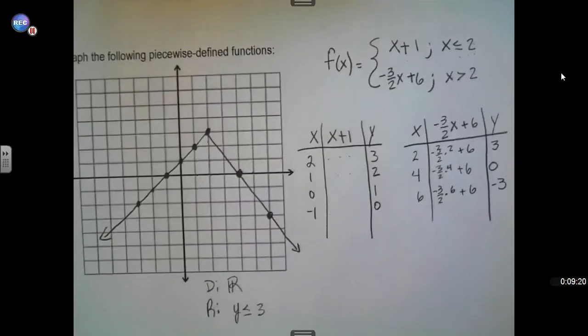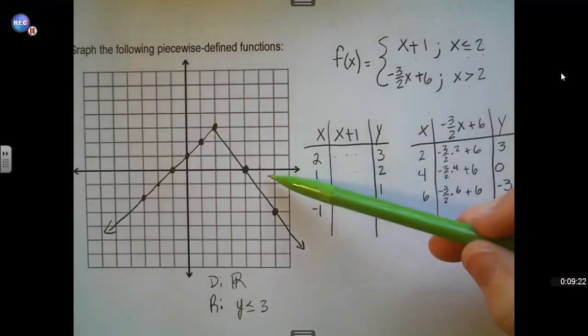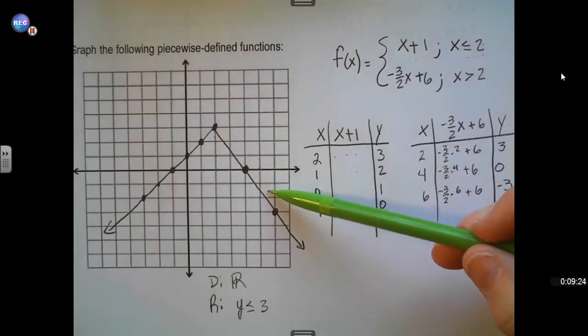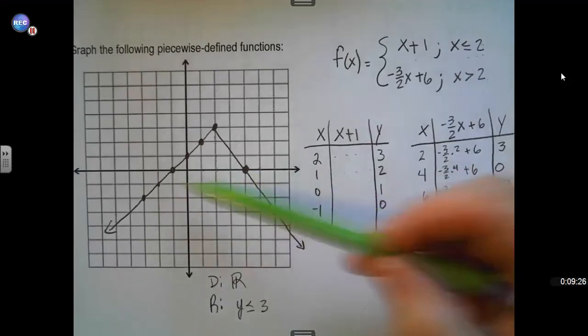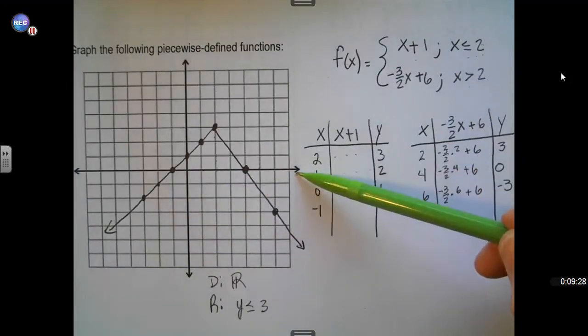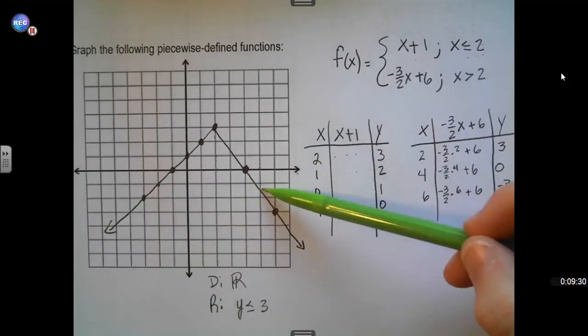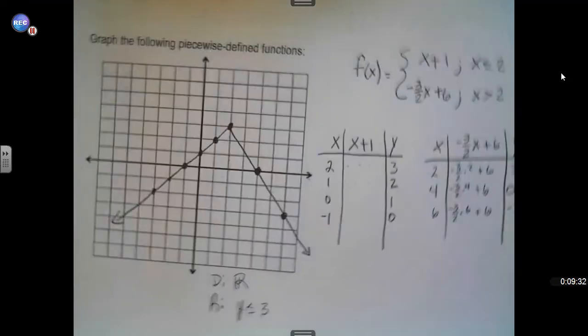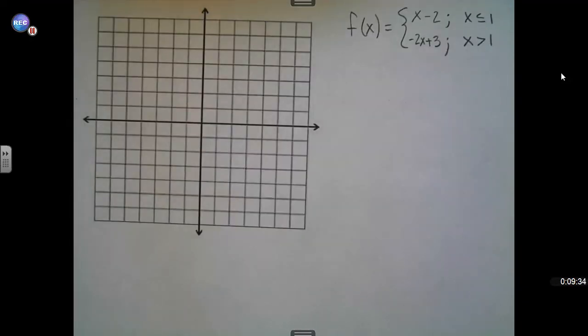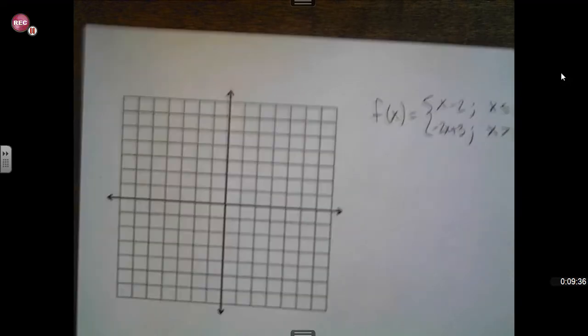By the way, we could not write this as an absolute value problem because the slopes are different. In order to write this as an absolute value problem, the slopes would have to be the same. Okay. And I have one more example for you.